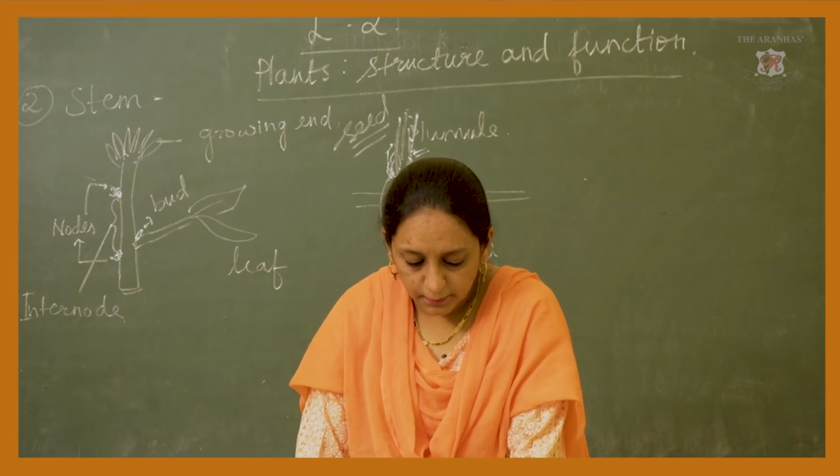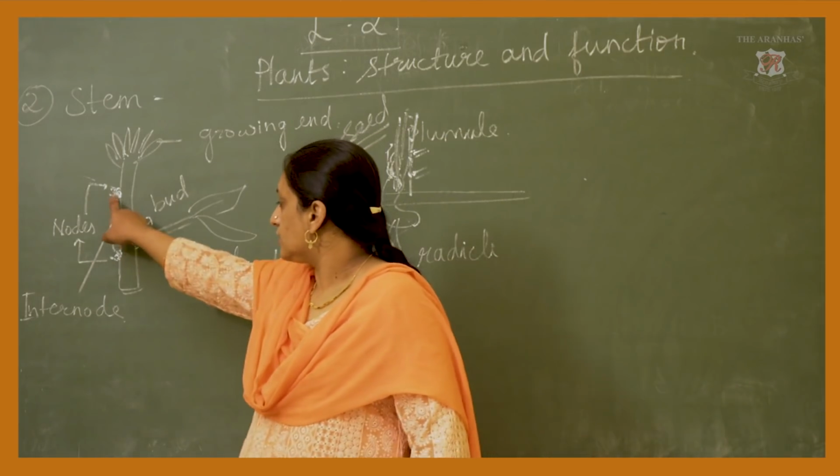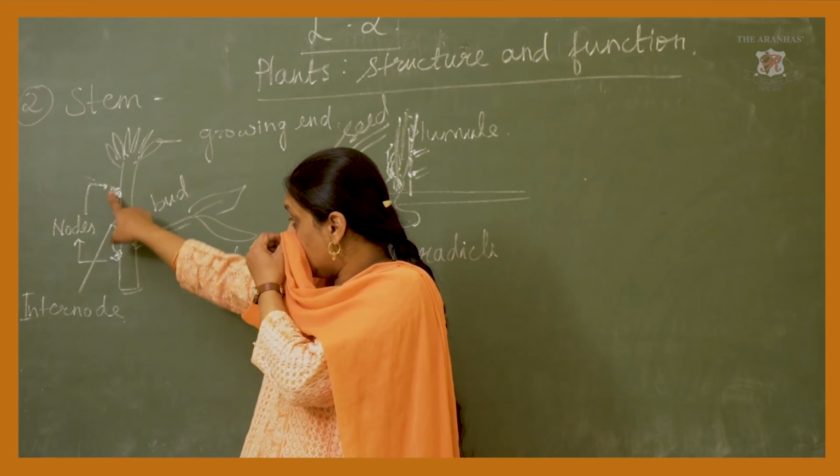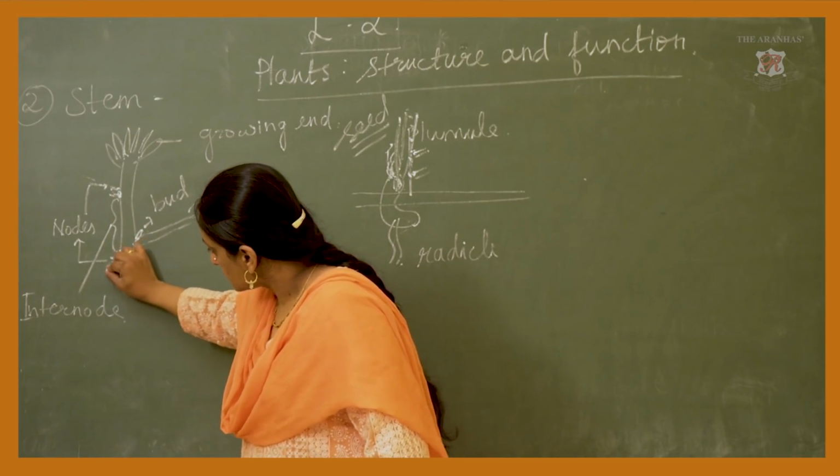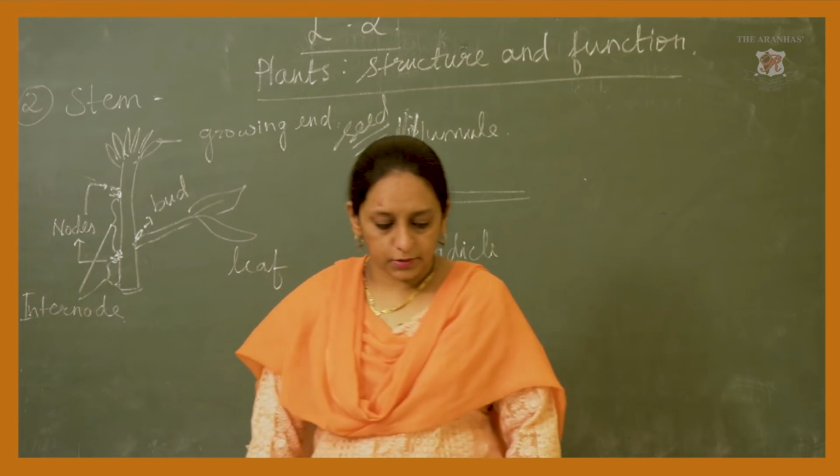The part of the stem between two nodes is called an internode. The part of the stem between this node and this node is called an internode. Again, this node and this node, the part in between will be called an internode.